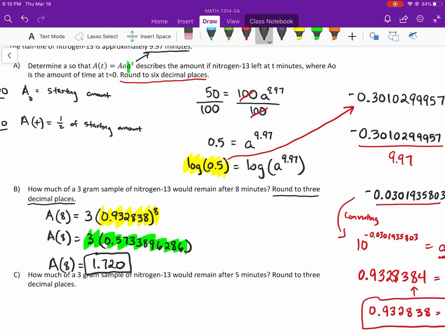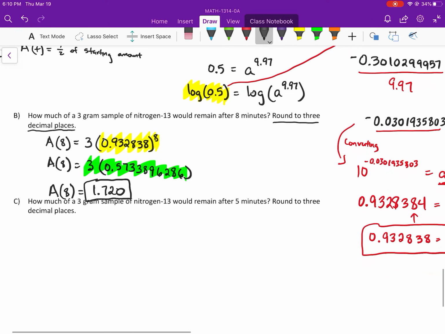So step 1 is the hardest part. A is the hardest part. But once you find A, it's pretty easy. Because step 2, which is B, all you're doing is plugging in the sample amount and how many minutes have gone by. Same thing with C. You're going to be doing the same exact thing. This time it happens to be after 5 minutes. So the amount after 5 minutes equals, it's still a 3 gram sample, 3 times 0.932838 taken to the 5th power.